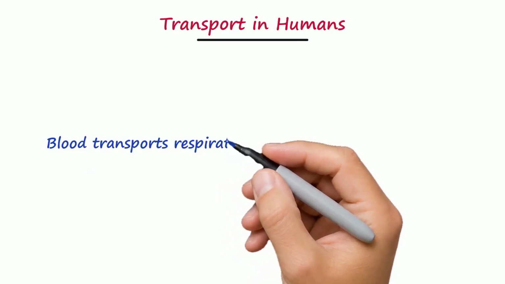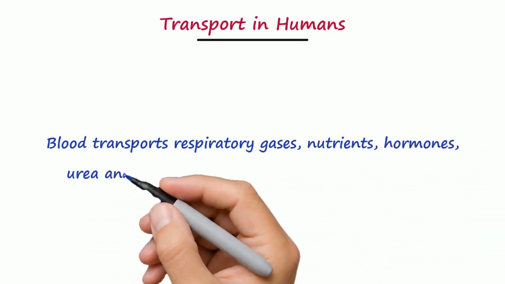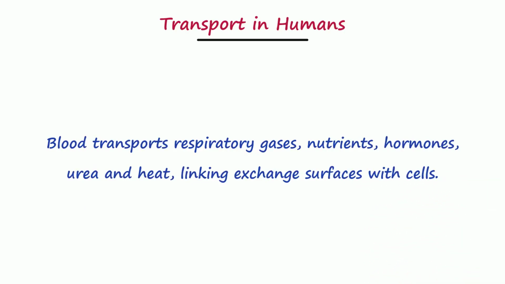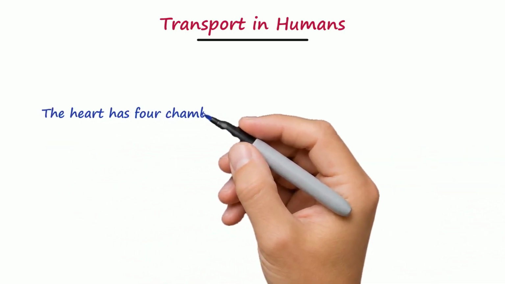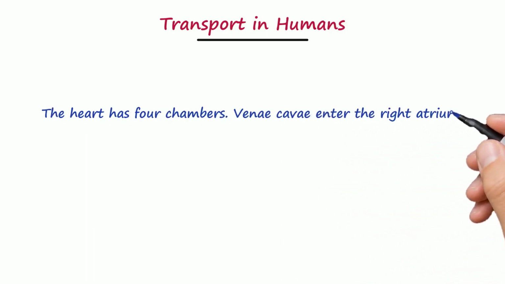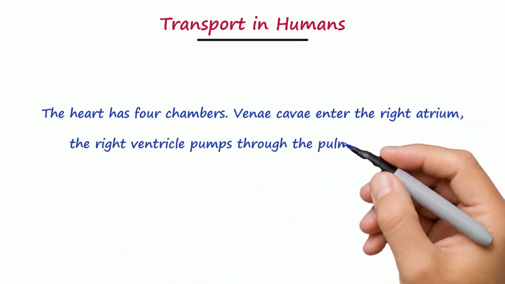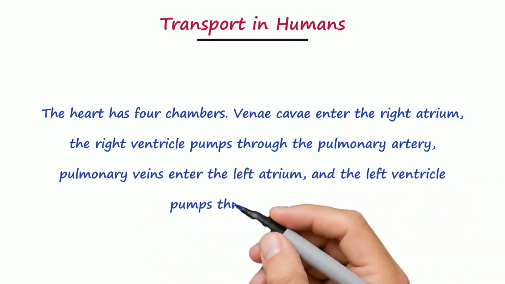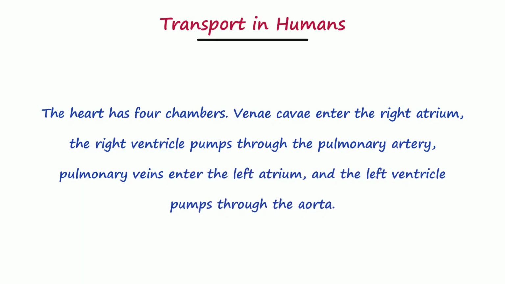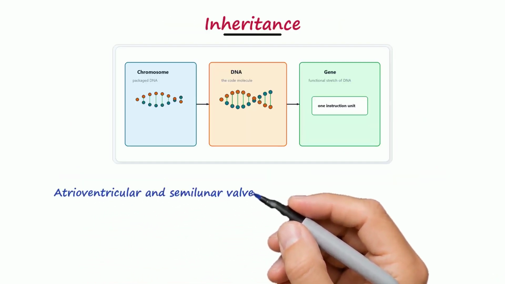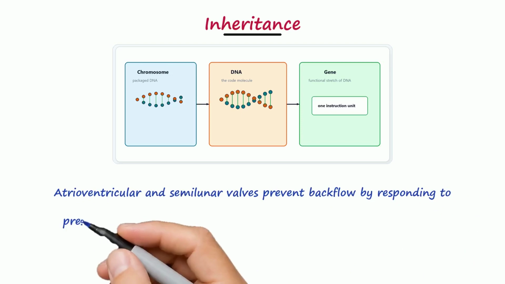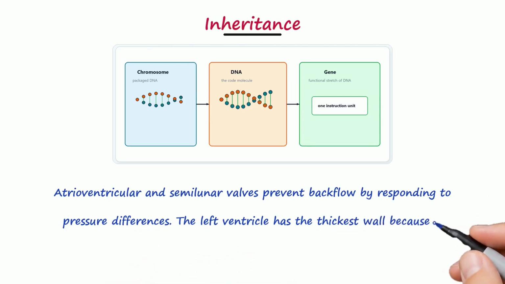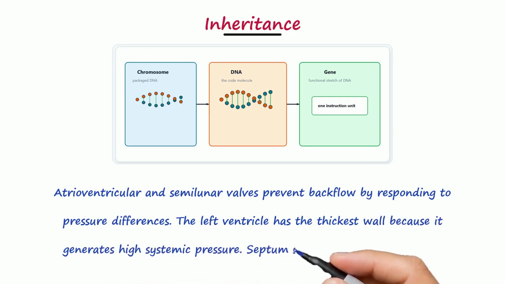Blood transports respiratory gases, nutrients, hormones, urea and heat, linking exchange surfaces with cells. The heart has 4 chambers. Venae cavae enter the right atrium, the right ventricle pumps through the pulmonary artery, pulmonary veins enter the left atrium, and the left ventricle pumps through the aorta. Atrioventricular and semilunar valves prevent backflow by responding to pressure differences. The left ventricle has the thickest wall because it generates high systemic pressure. Septum separation prevents mixing.